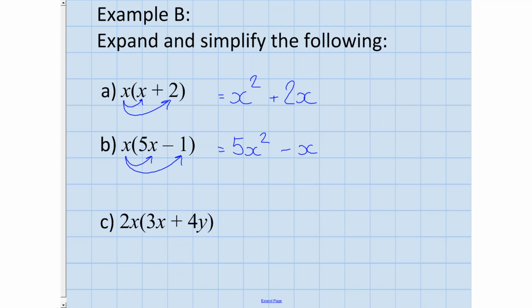And finally, the most tricky one to end with, because this one's got numbers and letters out the front. So we're starting with 2x times 3x. We would do the numbers first. Well, 2 times 3 will give us 6, and x times x gives us x squared. Again, we do the front times the 4y, so 2x times 4y. Do the numbers first. 2 times 4 gives you plus 8. And x times y, we can't really simplify any further than just leaving it as xy.